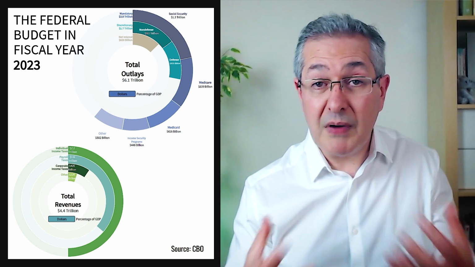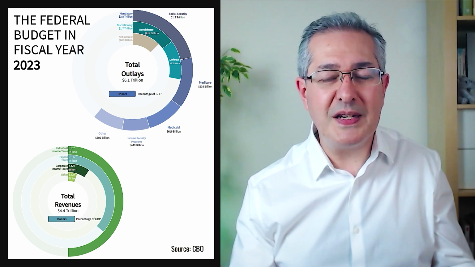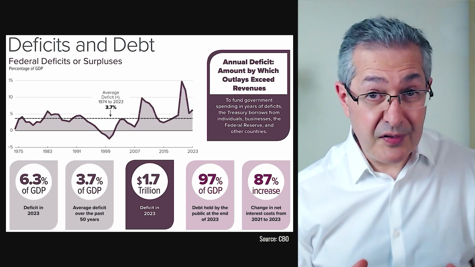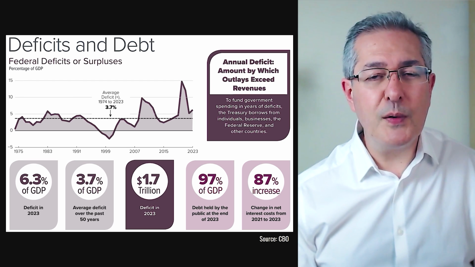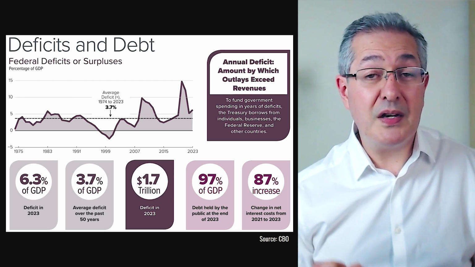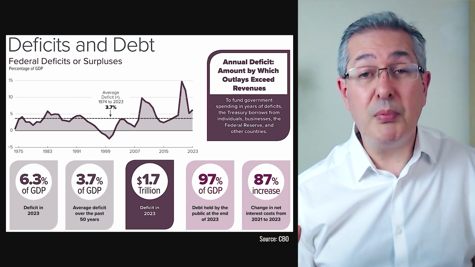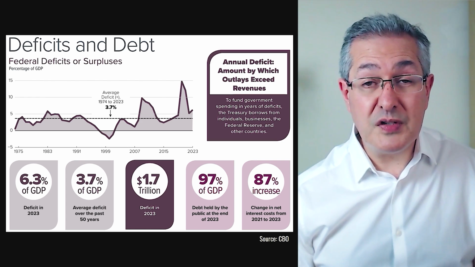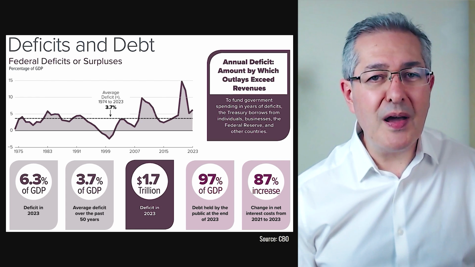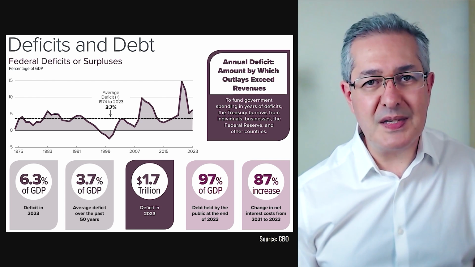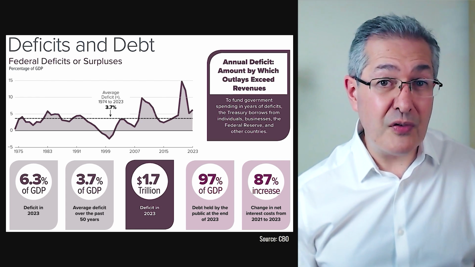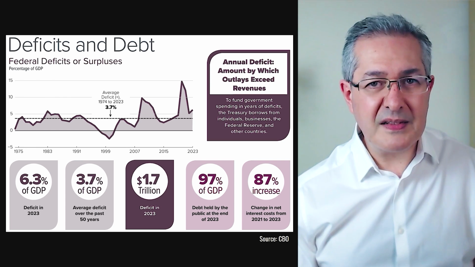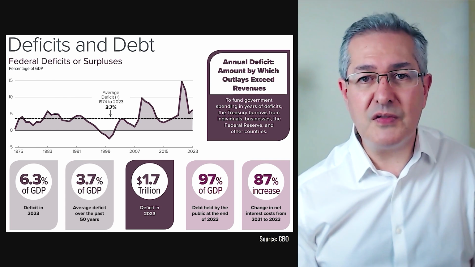If we look at the total revenues of the US government in 2023, that was $4.4 trillion. So the deficit is the difference between the two of those. And 6.1 minus 4.4 gives you 1.7 trillion deficit. Now, if we express that as a percentage of GDP and compare it with the past, you can see that it's 6.3%. And if we compare that with the average over the last 50 years, you can see that it's pretty high. That average was only 3.7% of GDP.